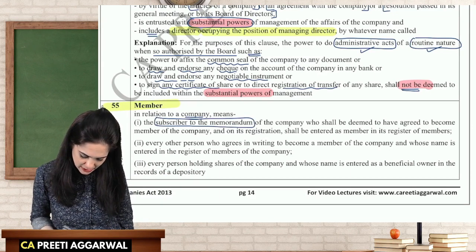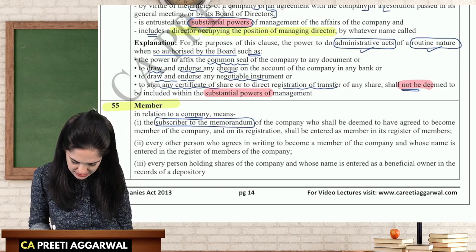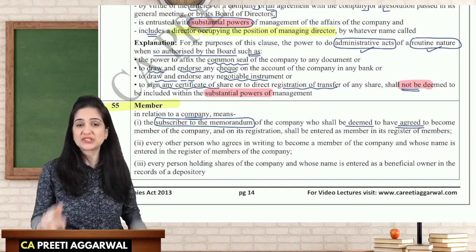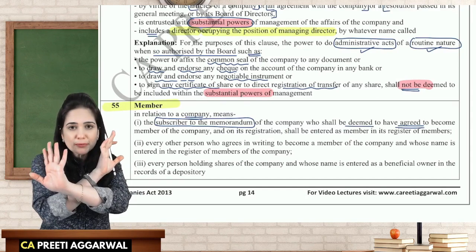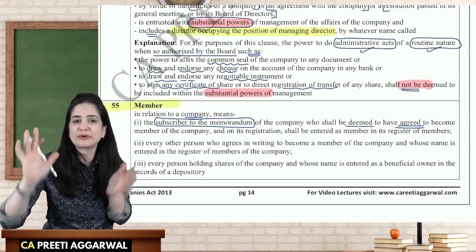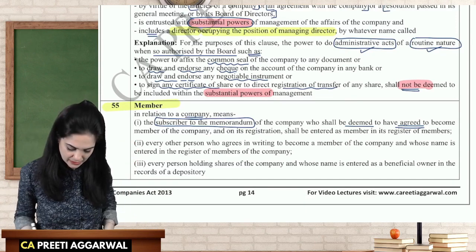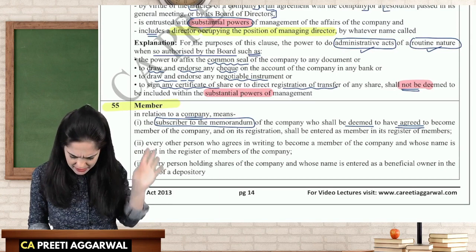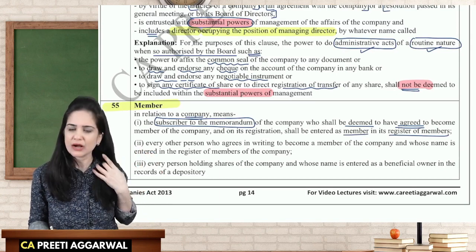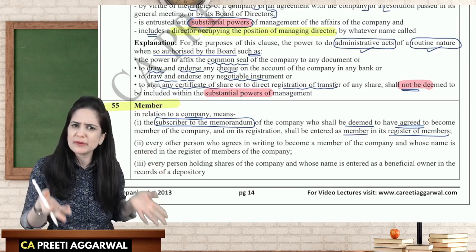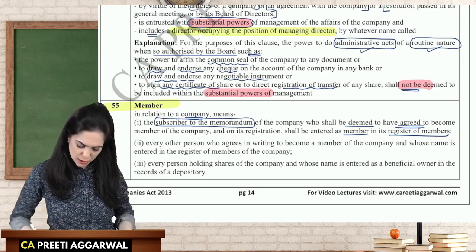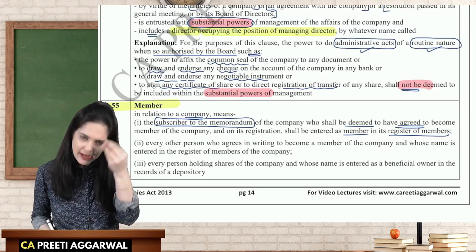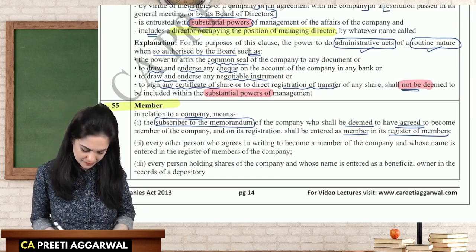Any person who has agreed, that is what is important. It's just an agreement. I have not contributed anything. I have 180 days from incorporation to bring that money. I have agreed. On registration, I will be entered as a member in the register. I am going to be a member. Allotments will be made within 2 months of incorporation. So then I am a member. I am considered as a member.